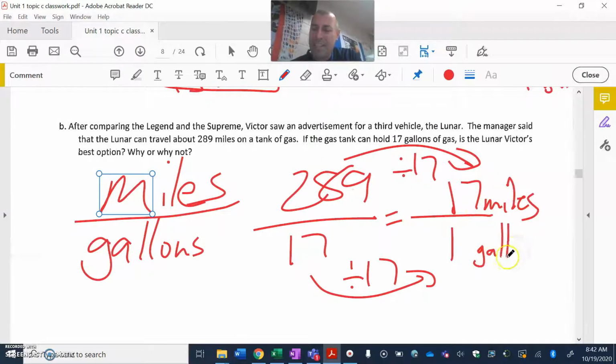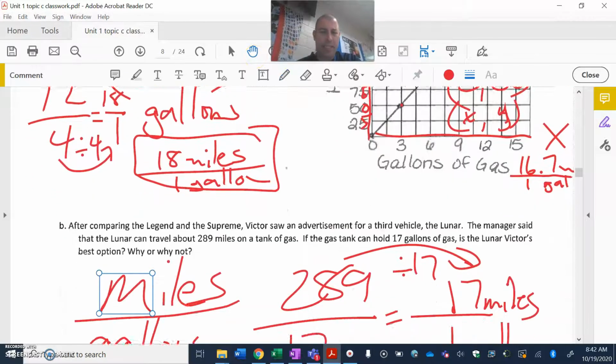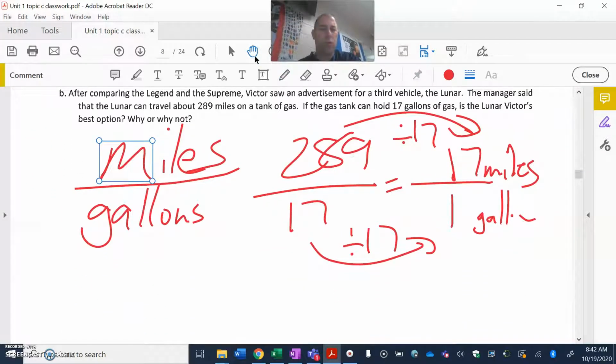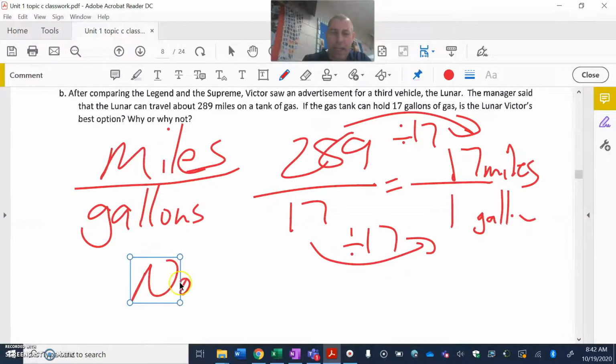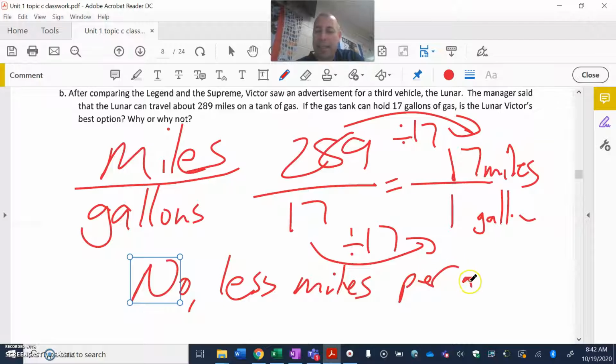So is that the best one? Is that better? Let's compare. No, 18. We wanted more. So is that the best option? No, it's not, because it's getting less miles per gallon. It's 17 miles, it's not the 18. That's less.